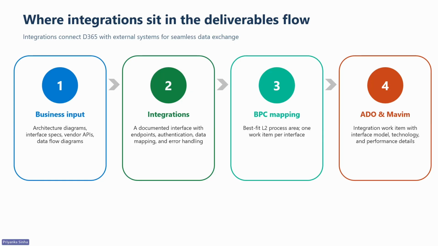Now, next step is step four, ADO and Maven. That work item lands in the Azure DevOps or Maven with the interface model, technology, and performance details fully captured. So, what actually goes into one of these work items? Let's talk about what makes a good one.